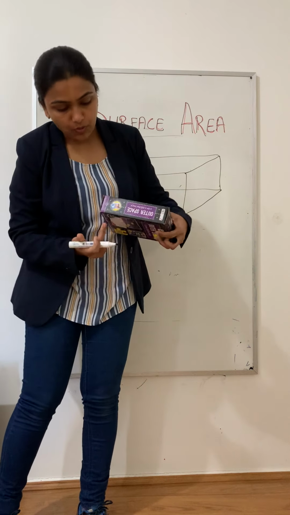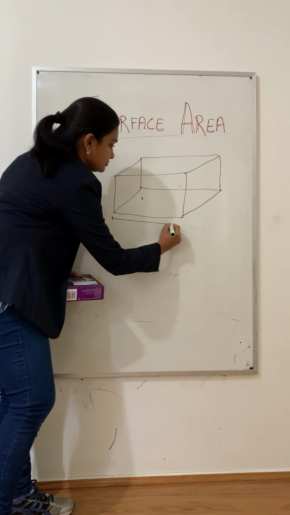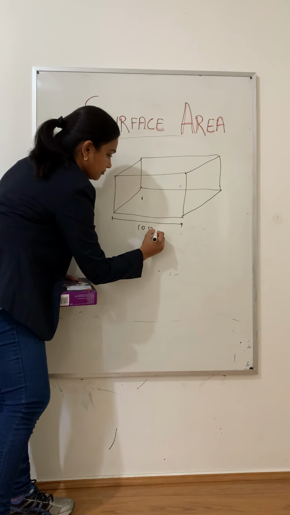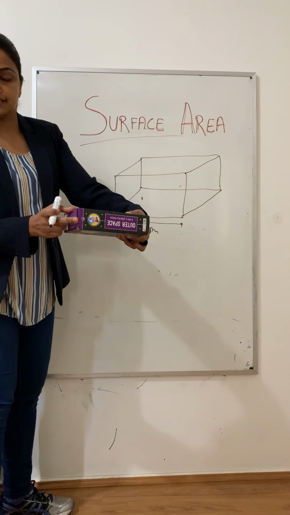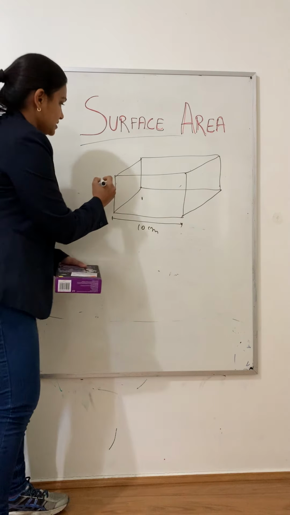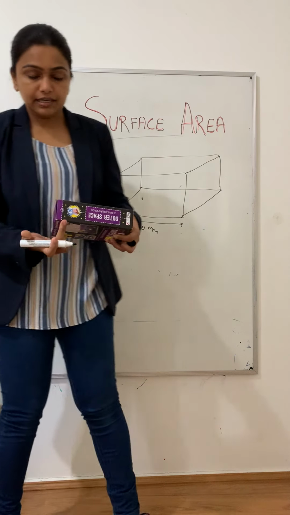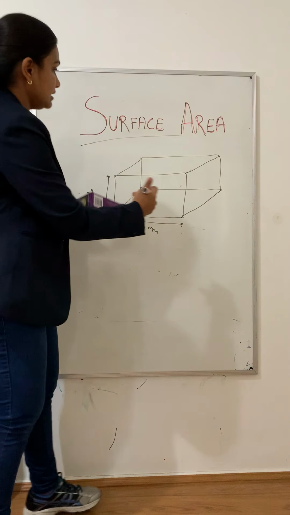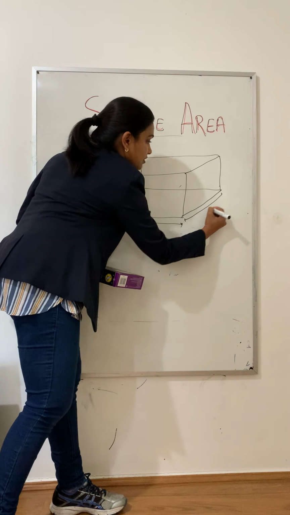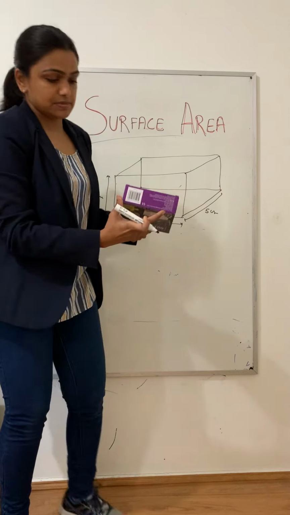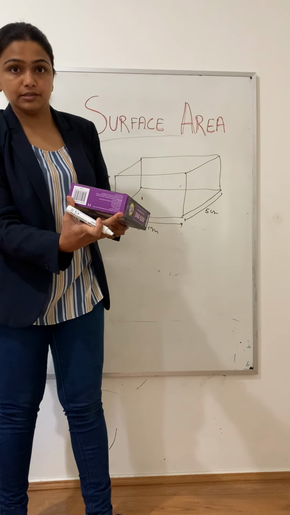Let's say for this box, this length is 10 centimeters. And this length is, let's say, 2 centimeters. Okay, if this is 10, then this is 10, this is 2, this is 2. Okay, and this side can be, let's say, 5 centimeters. This one. This is the side one.